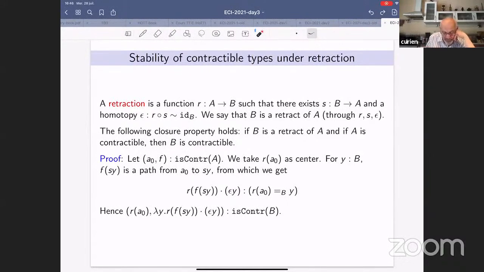So the first step is to choose the point in B. And the function r provides me with an element, which is r of a0. So my goal now is to prove that everybody in B is equal to r of a0. So I need to build a proof that r of a0 is equal to y. Okay, but because I have this witness of contraction, I can apply.